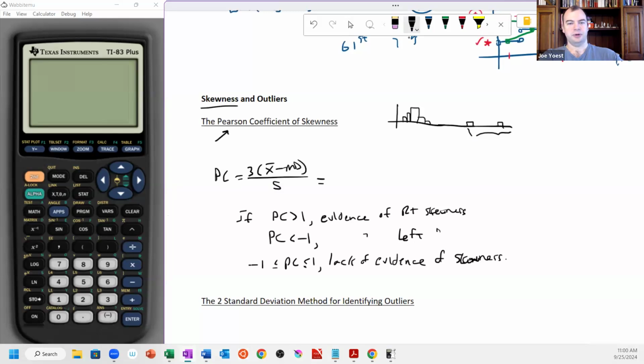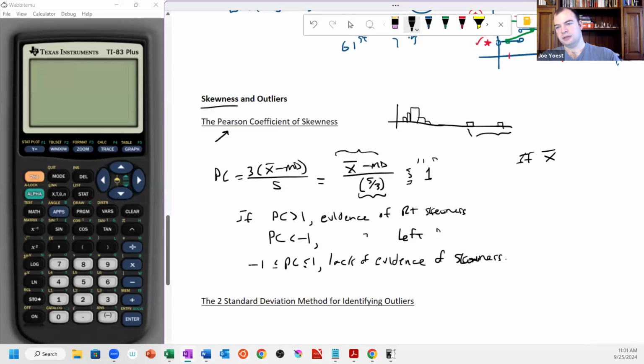I could rewrite it by putting that 3 on the bottom. It's the mean minus the median over 1/3 of a standard deviation. And I'm asking, how does this compare to, roughly speaking, 1 or -1? So really what I'm asking is, how does the difference between the mean and the median compare to 1/3 of a standard deviation?